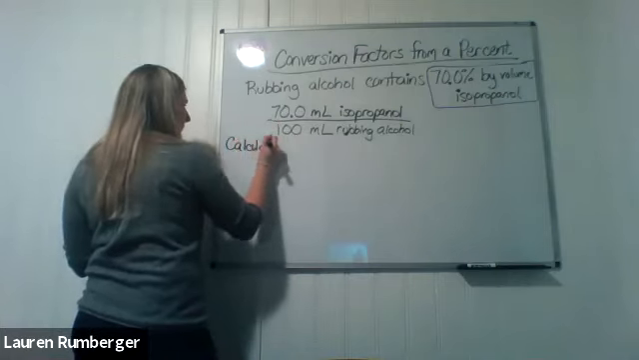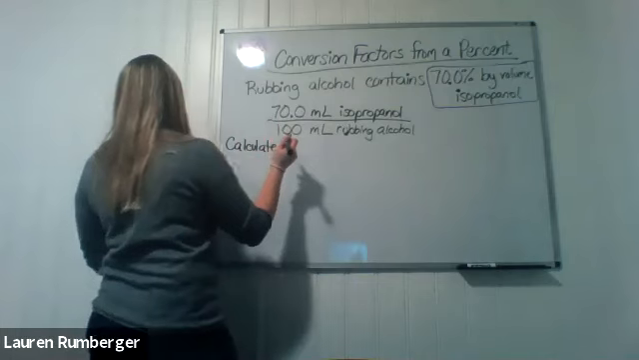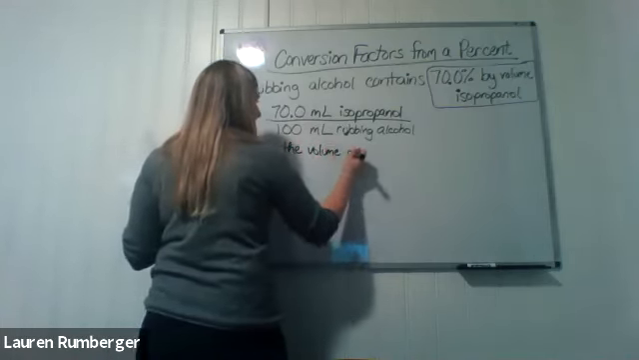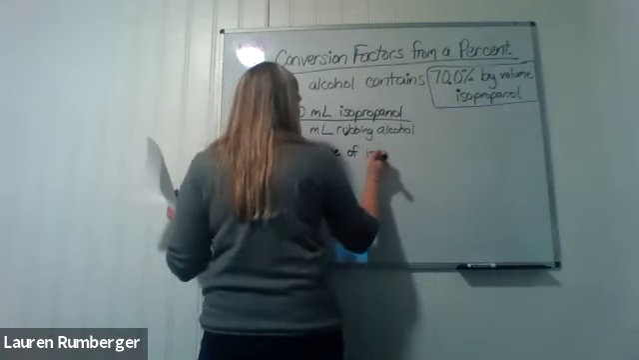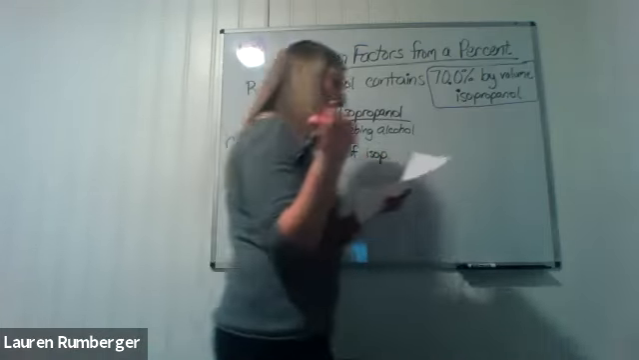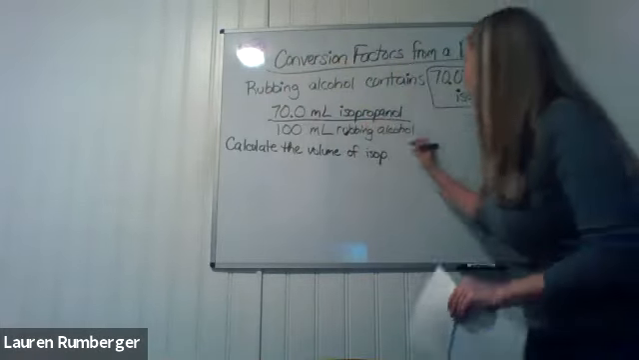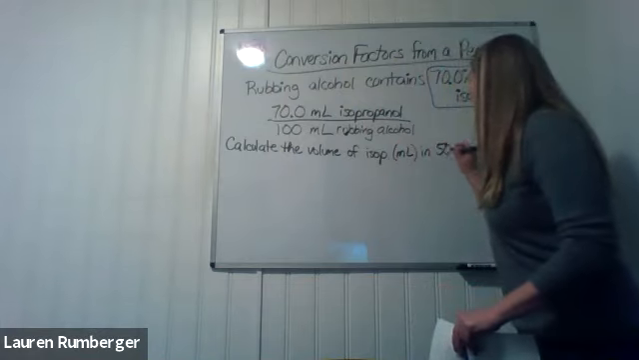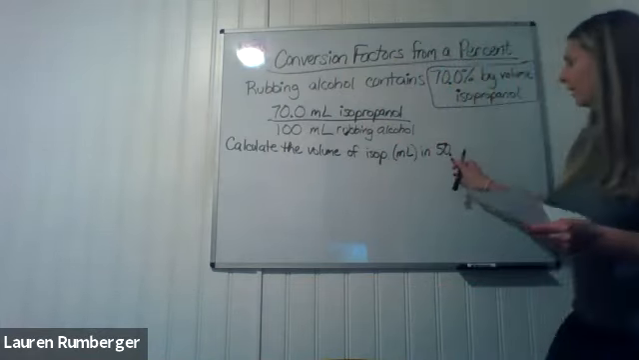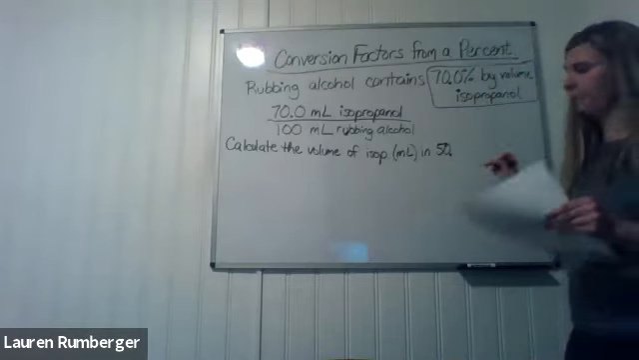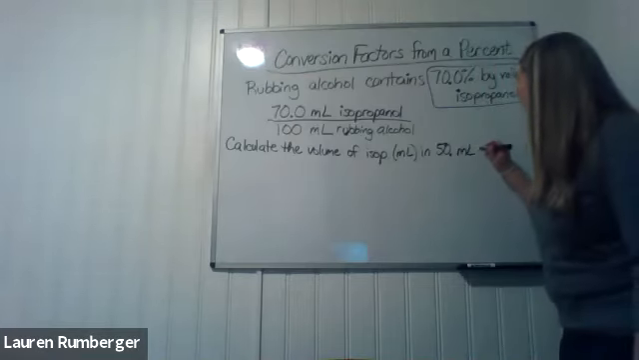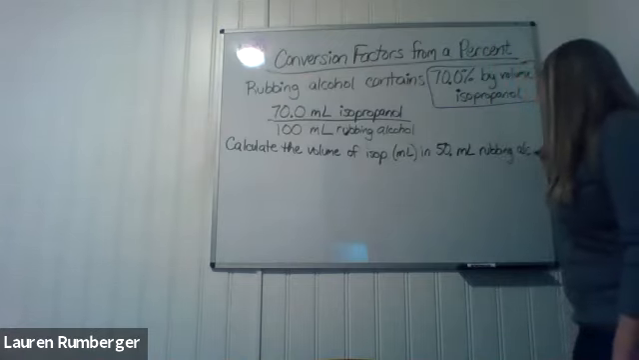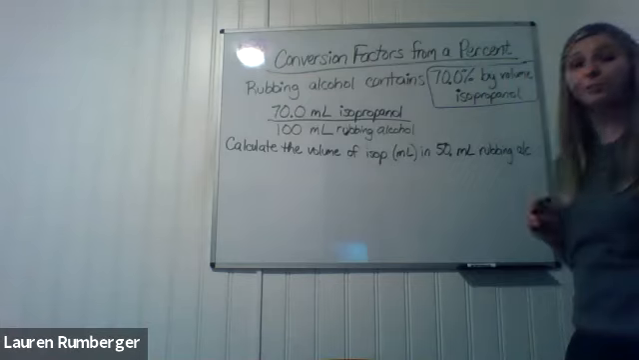Calculate the volume of the isopropanol. I'm just going to abbreviate it right now. In milliliters, in 50., with a decimal at the end, milliliters of rubbing alcohol. That's the problem we're going to do now.